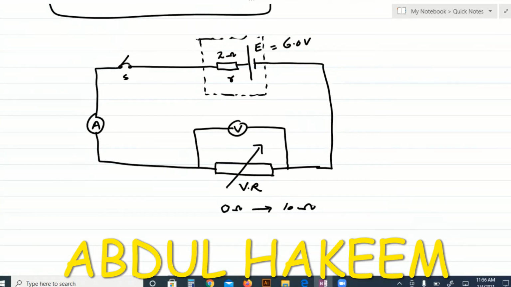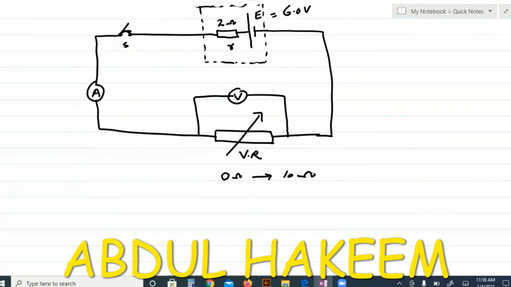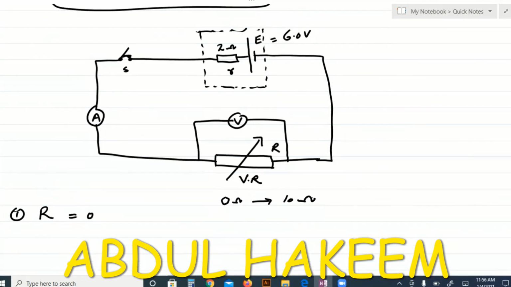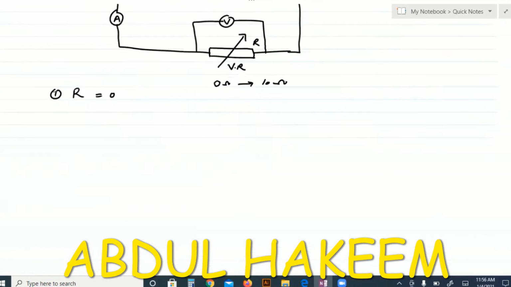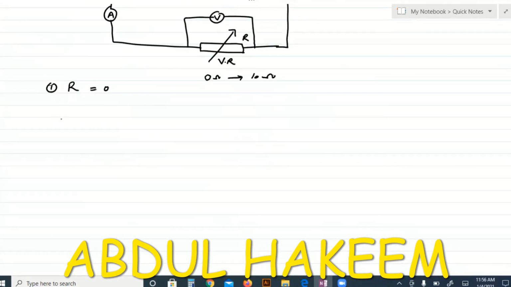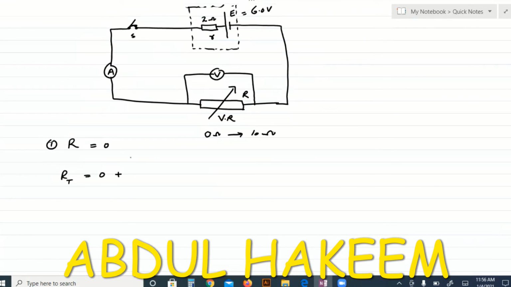Now suppose this switch S is closed, and the external resistance, this capital R, is set at 0 ohm. This is 0 ohm external. The circuit is switched on. Now, what is the total resistance of the circuit? It will be 0 of the external, but the 2 of the internal in series. So the total resistance becomes 2 ohm.